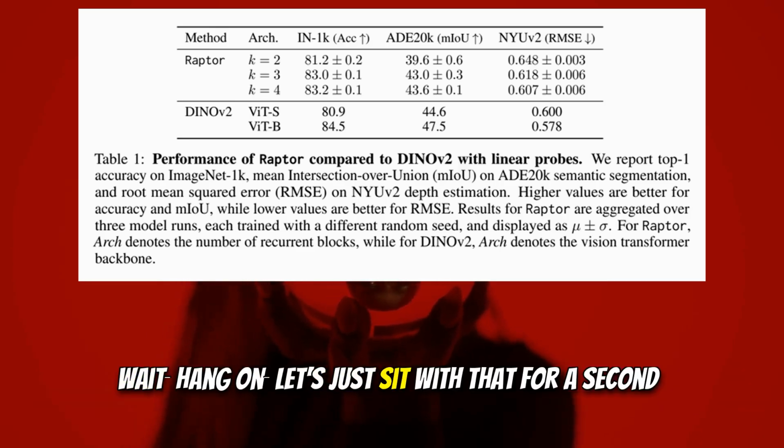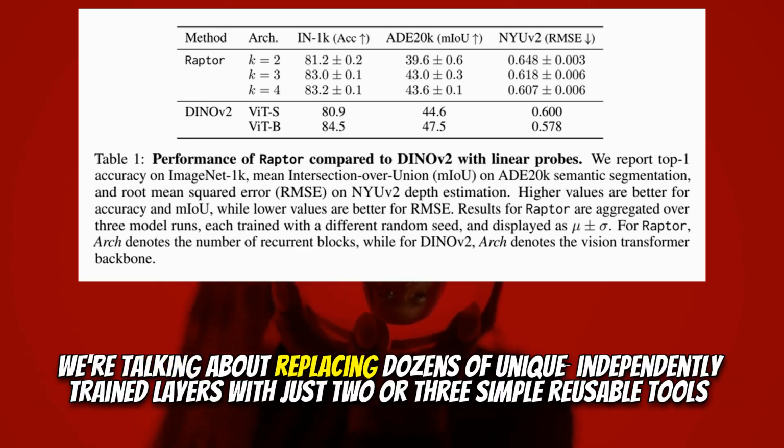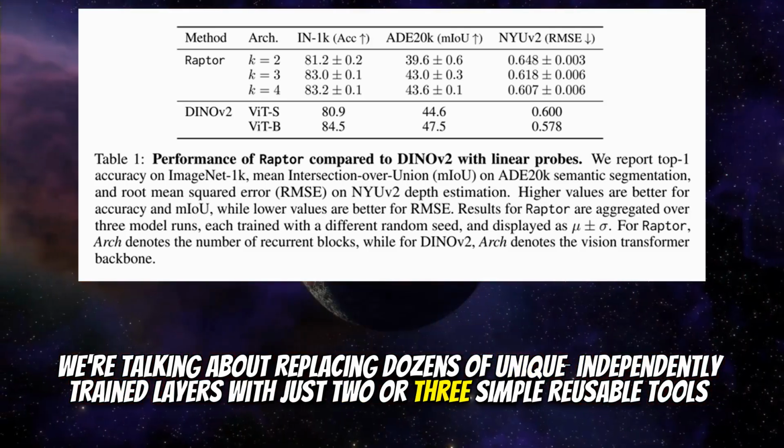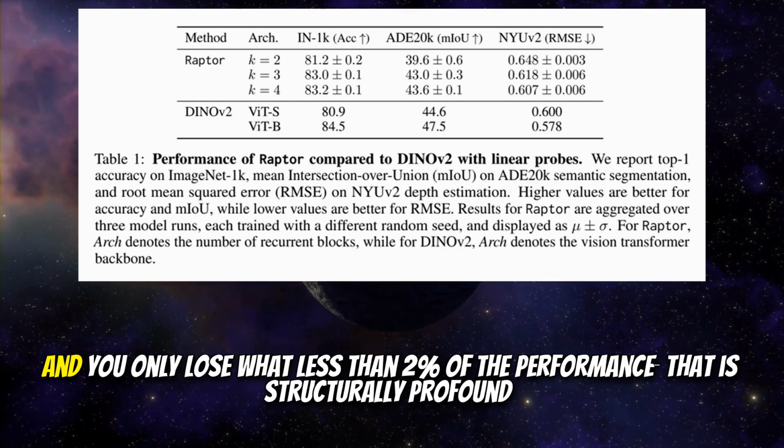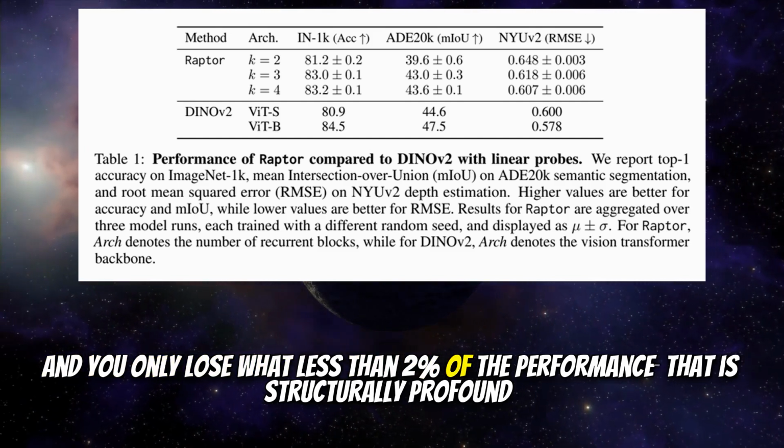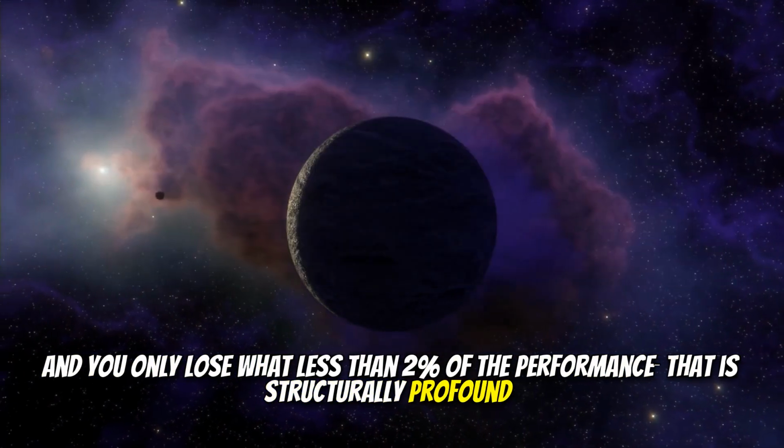Wait, hang on. Let's just sit with that for a second. We're talking about replacing dozens of unique, independently trained layers with just 2 or 3 simple, reusable tools. And you only lose less than 2% of the performance? That is structurally profound. It is.